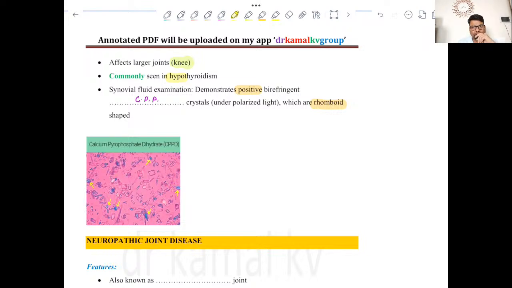One is about the part of the joint which is involved. Second is about, okay, we can just write it down. So if we write gout, the other entity is of course the pseudo gout. Now if we talk about the joint involved, then here it is foot, you can say. This is knee. Then if we talk about the substance or the chemical, then here it is monosodium urate, here it is calcium pyrophosphate.